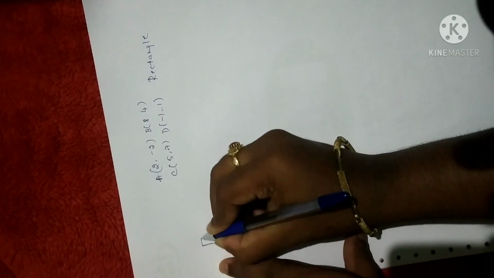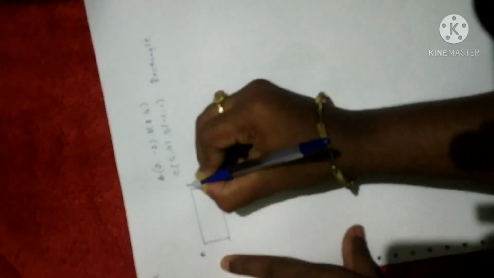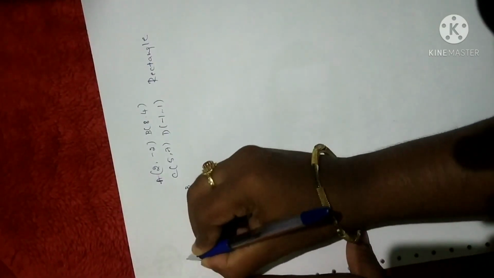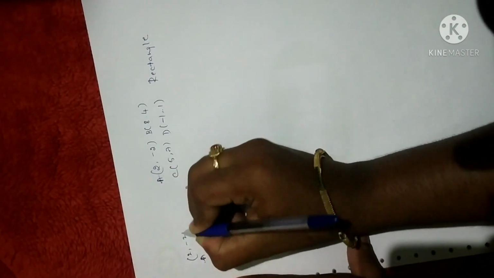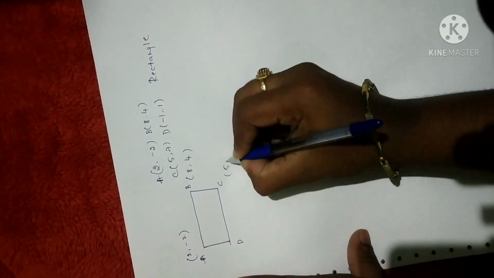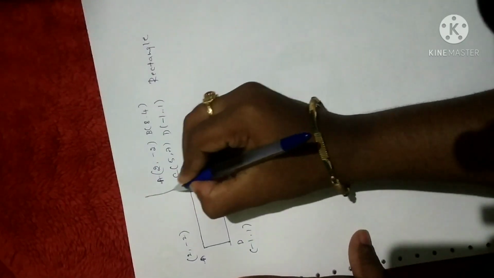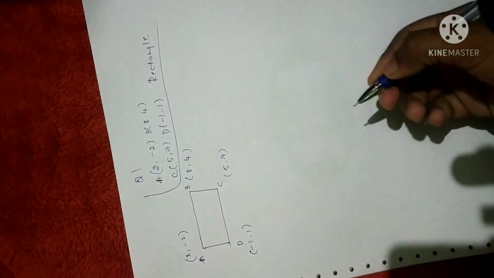So I'll draw a rough figure of a rectangle, right? A, B, C, D. Coordinates of A is given to us, it is 2, -2. Coordinate of B is 8, 4. Coordinate of C is 5, 7. Coordinate of D is -1, 1. Right? This is what the question is.